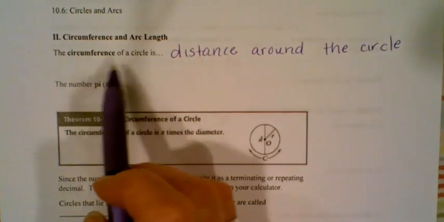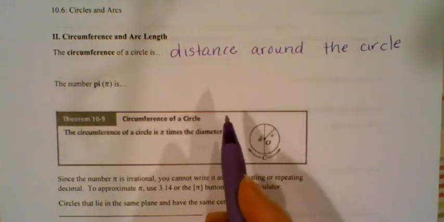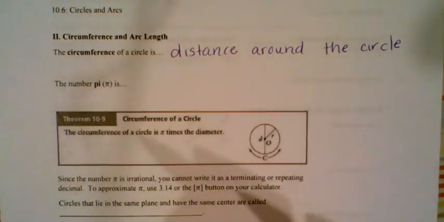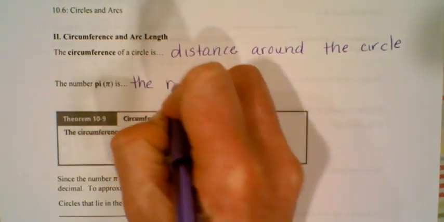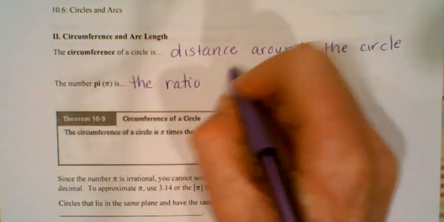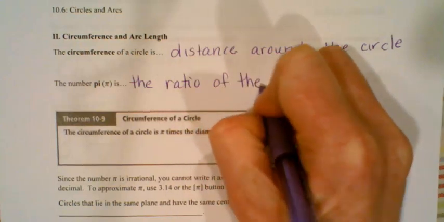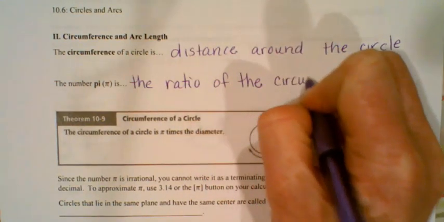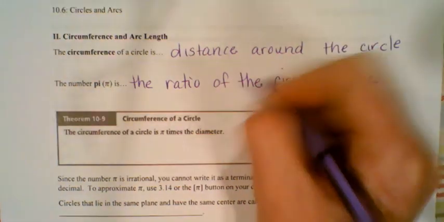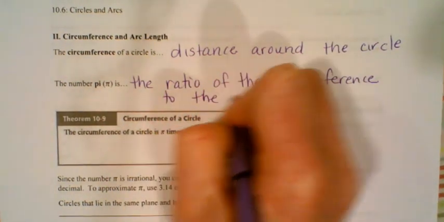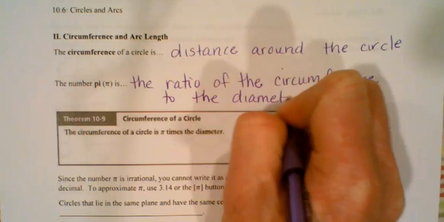We're going to start with the circumference of a circle, which is the distance around the outside of the circle. It's almost like the perimeter of a polygon, except a circle is not a polygon, so we call it a circumference. The number pi is the ratio of the circumference to the diameter.